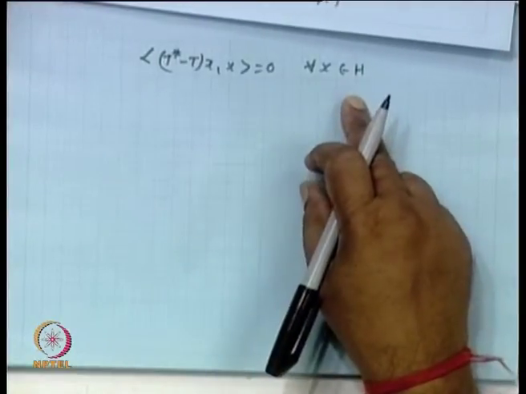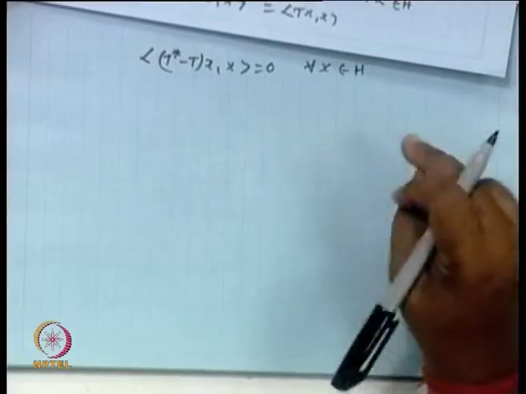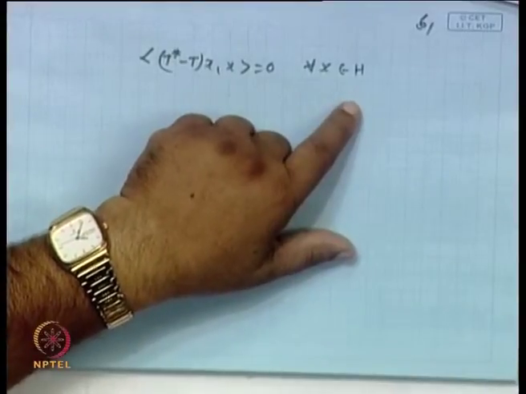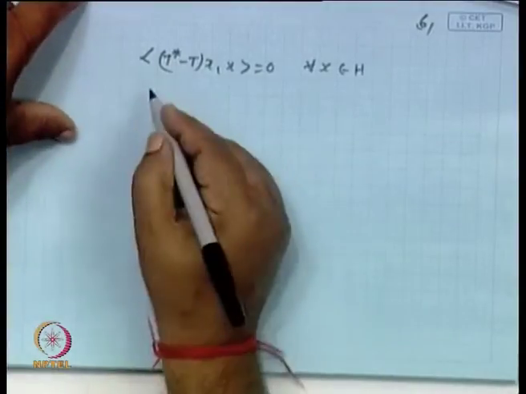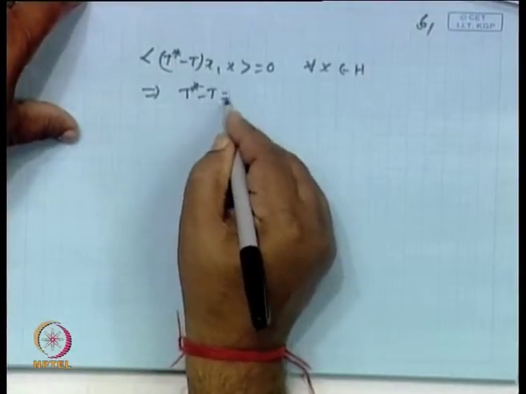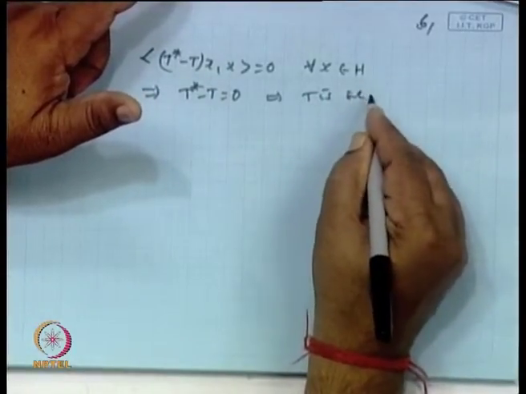Now, Qx, x being 0 implies Q is 0 only when H is a complex space. Otherwise, in the real case, you have seen that Qx, x can be 0 even though Q is not 0, because if you take the rotation operator, it can rotate x through 90 degrees and the inner product comes out to be 0. Clear? But if H is a complex inner product space, then Qx, x is 0 for all x implies that Q must be 0, that is, a zero operator. So this shows T is self-adjoint.